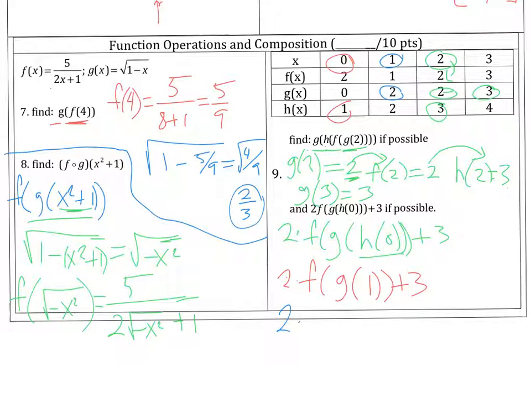2 times f of, we said g of 1 was 2, plus 3. And now I'm going to look up f of 2. So f of 2 is 2. 2 times 2 plus 3 is equal to 7.